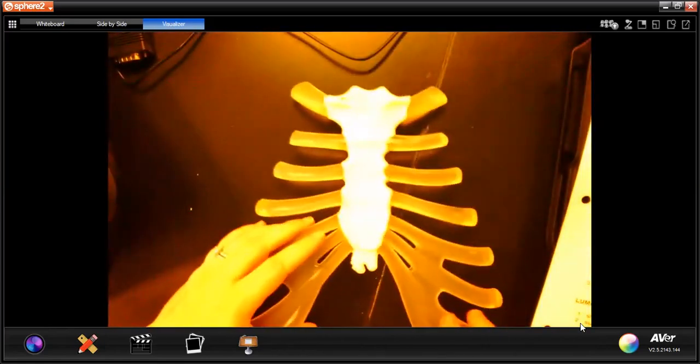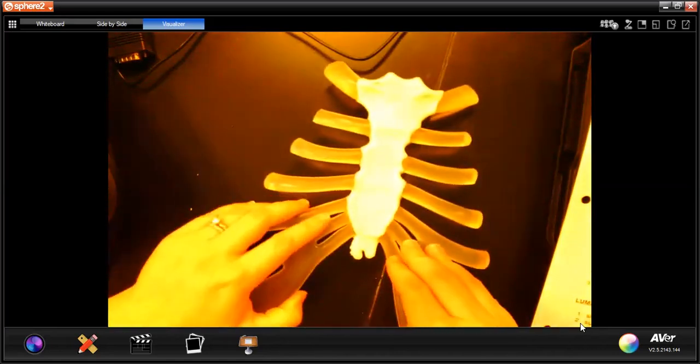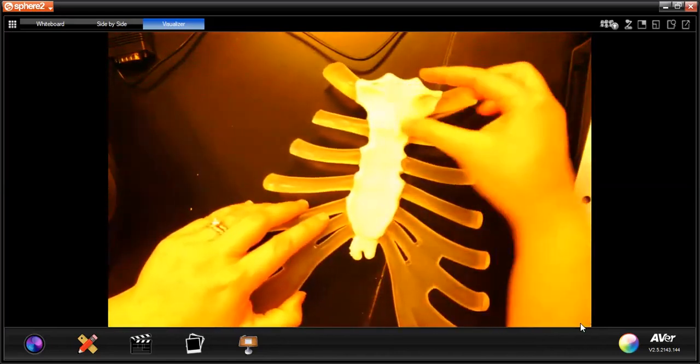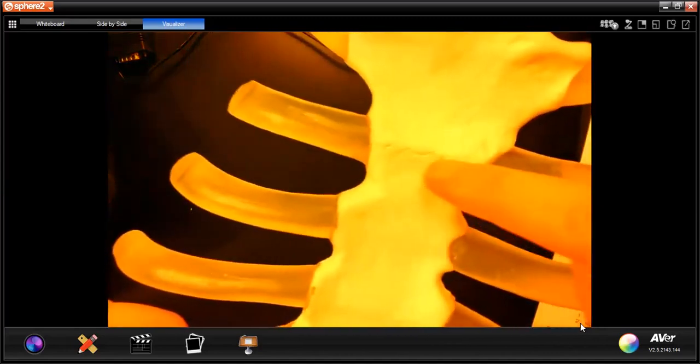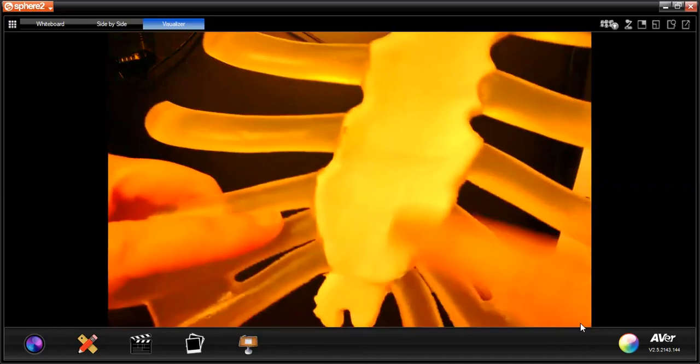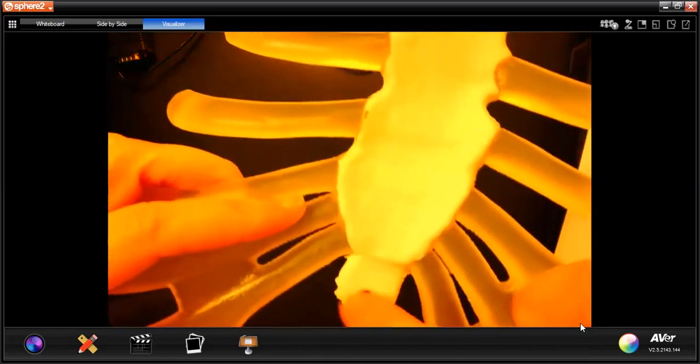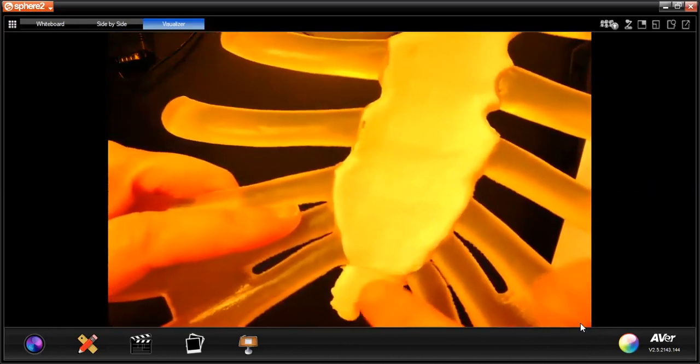Sternum. The easy one is the manubrium, this large section right here. And then you'll see the ridge that cuts it off from the body, and the ridge that cuts it off from the xiphoid process.